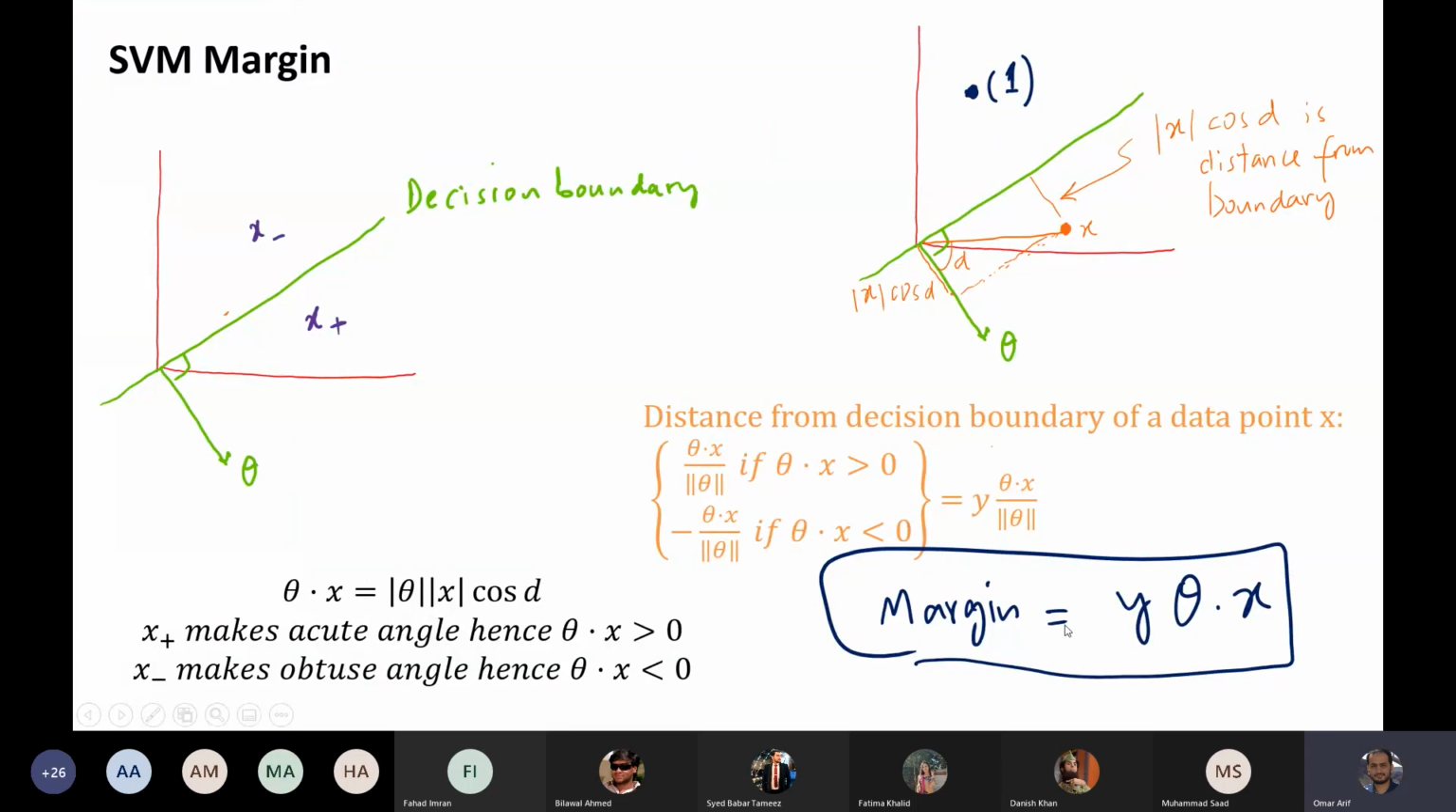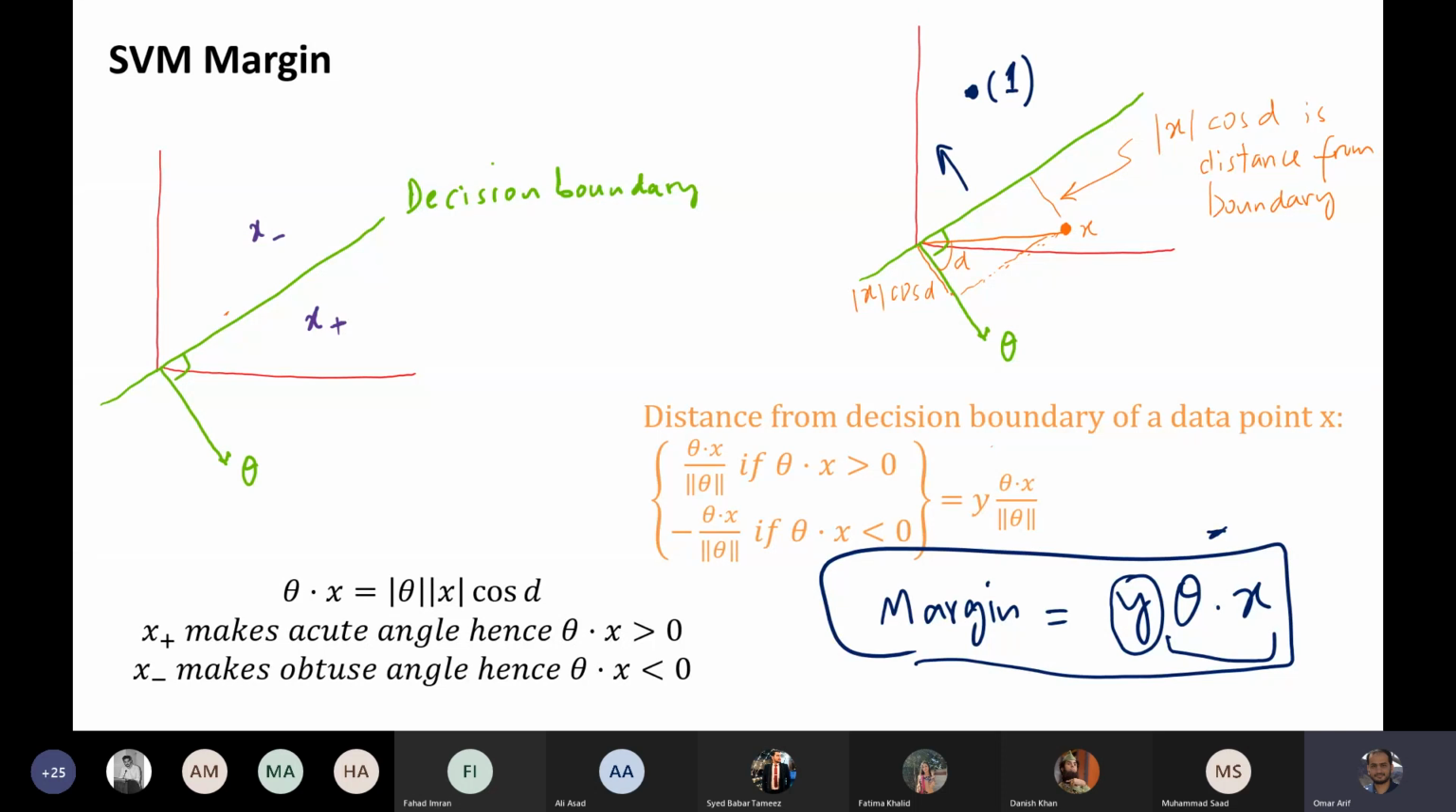Why will it be negative? देखें, क्योंकि theta dot x would be negative, क्योंकि आपका ये point जो है it lies on this side, so we know कि theta dot x would be negative as theta and x are making obtuse angle. So this will be negative value, but y is positive, and so in the end I'm going to get a negative value. So margin also tells me कि मेरा जो point है वो सही मैंने classify किया या नहीं किया. Okay, so a negative value basically means that I have wrongly classified that example.